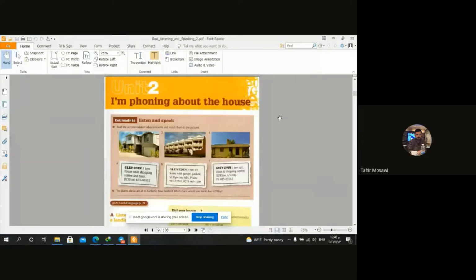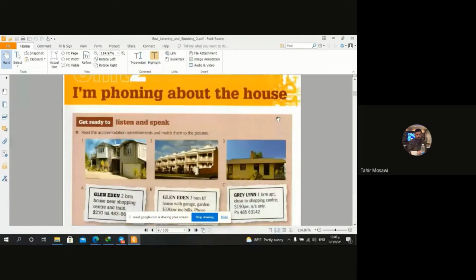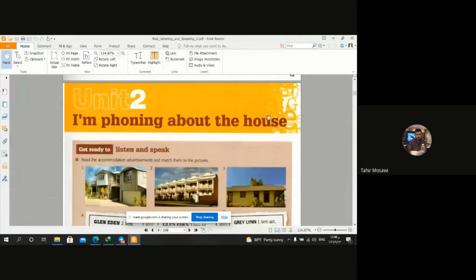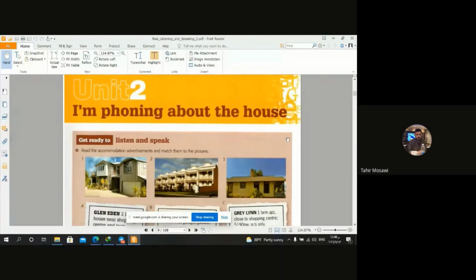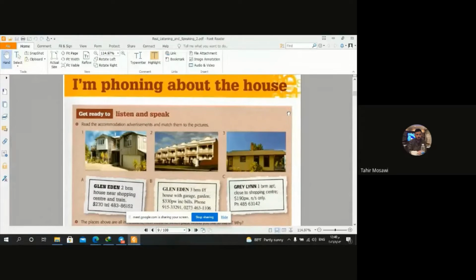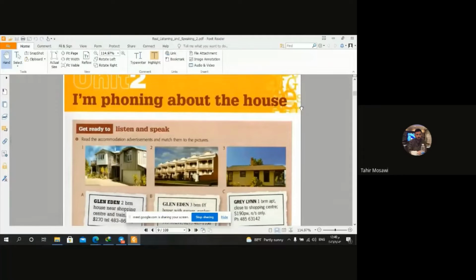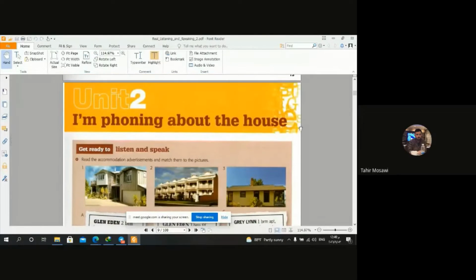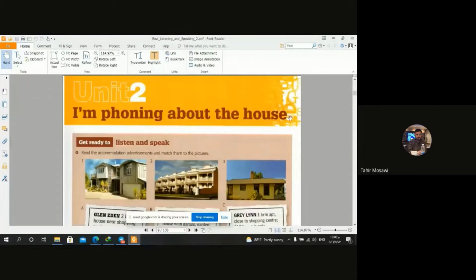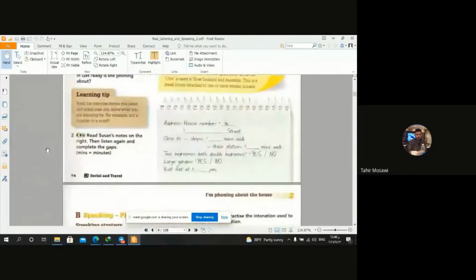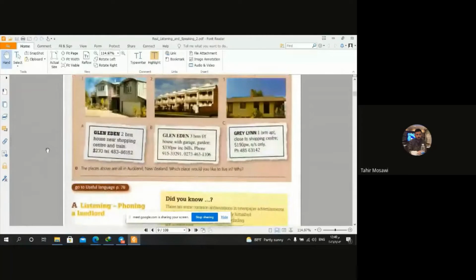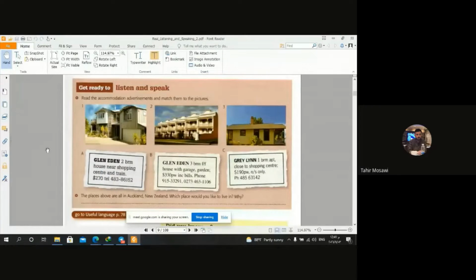The same happens with Unit 2, which presents us with information and some strategies and details about how to use language in our daily life. It is entitled I'm Phoning About the House, and it tackles some important topics. Did any one of you make a survey of the unit and know what it is? What subjects does it discuss?